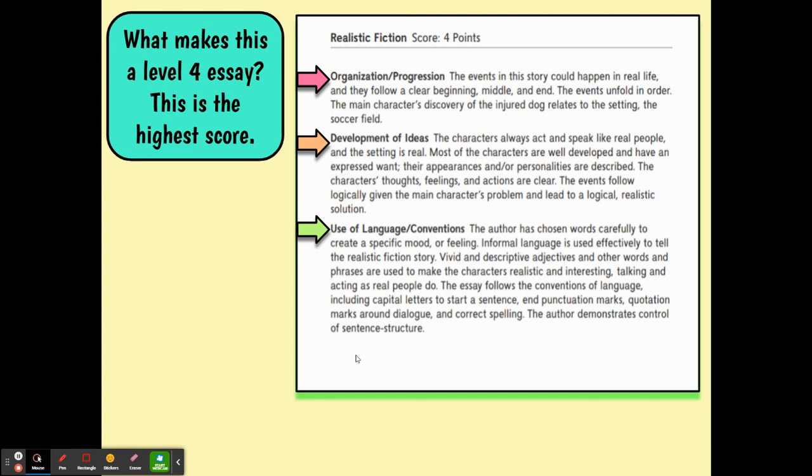And their use of language and conventions, the author has chosen words carefully to create a specific mood or feeling, and formal language is used effectively to make it really feel like the main character is a student. So it really sounded like a student in 2022. And it was, again, realistic and it was interesting. And they also used capital letters, they also used punctuation and quotation marks around dialogue. So that is why that got a 4.